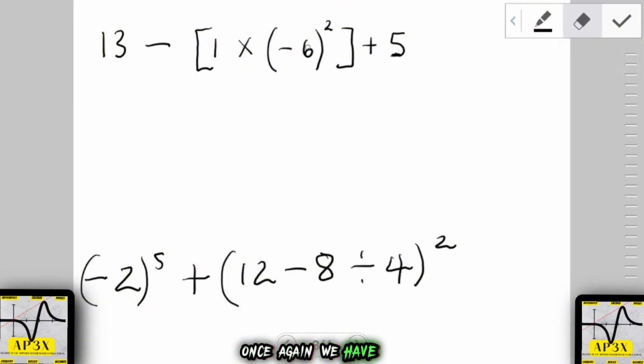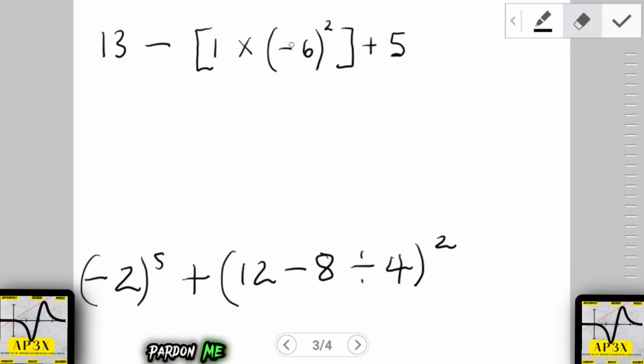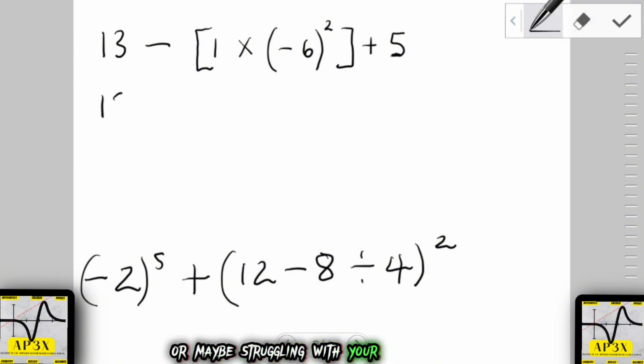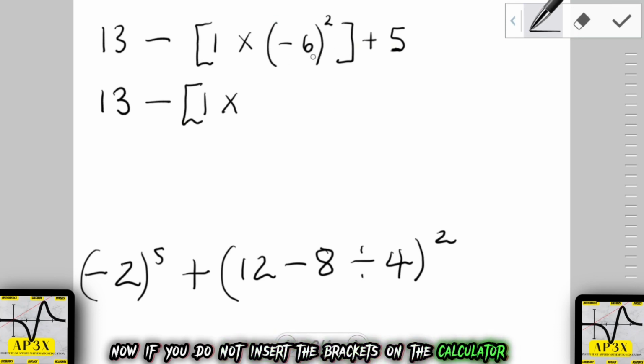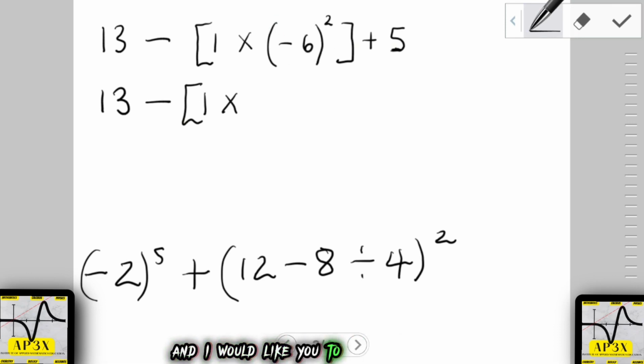Once again, we have a little bracket inside here, with a negative number that is isolated because it's negative 6 to be squared. Now, for the students who are using a calculator or maybe struggling with your timetable, it's very important that you know how to use your calculator. If you do not insert the brackets and you type negative 6 squared, and I would like you to try it as I'm talking through this video, it will tell you that the answer is minus 36. That is if you do not insert the bracket.